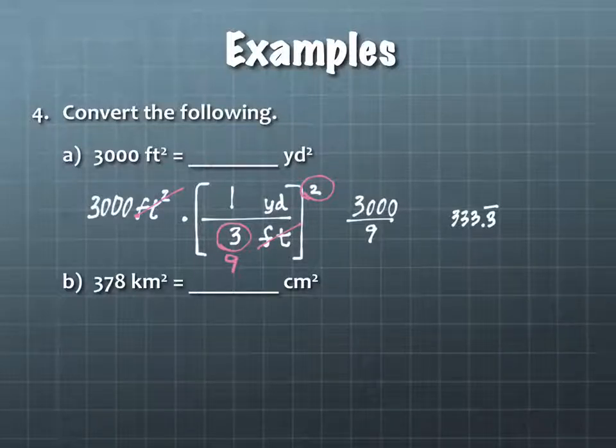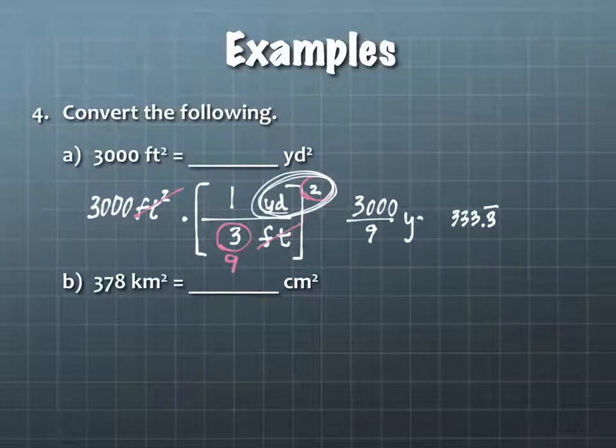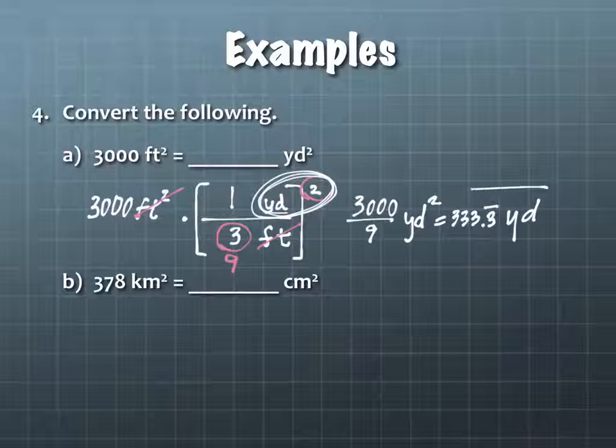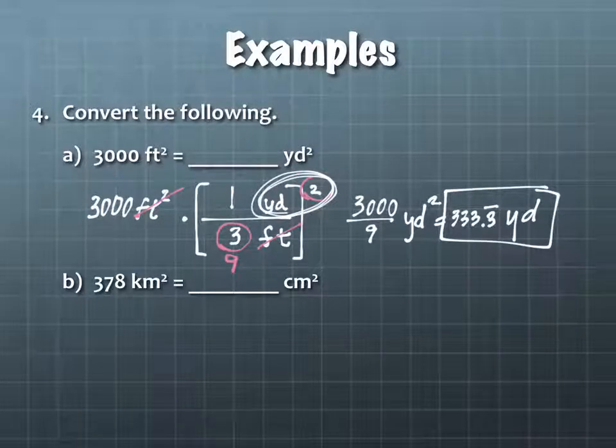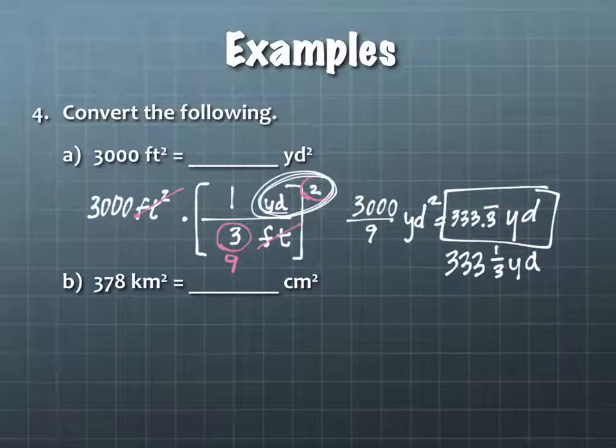And because we have the yards and the squared right here, this is in square yards. So our solution, our answer, is 333.3 repeating yards. Or if you wanted, you could write it like this. Sorry, that should say square yards. I left my squared off. And that would be a fractional version of the same thing.